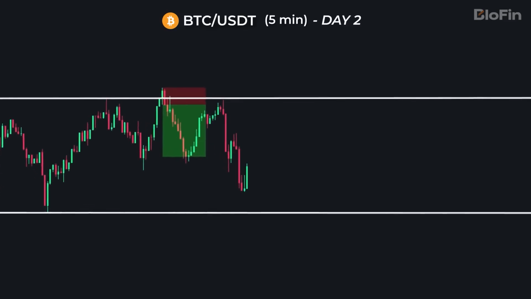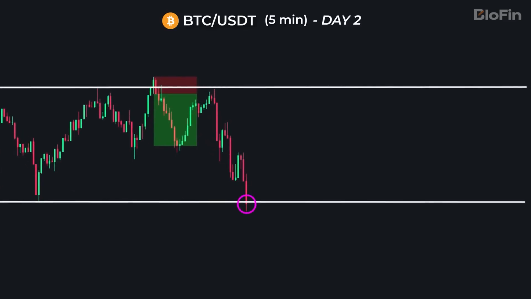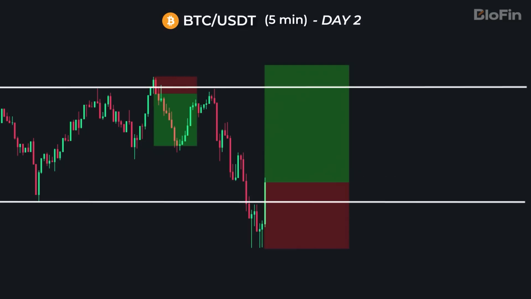Next, price dropped and broke below the range low. After that, it re-entered inside the range. So this will be a long setup. Stop loss goes at the range low, take profit at 2 times risk. And once again, price hits the target, giving us another 2R profit.